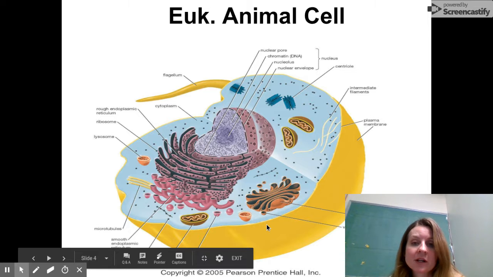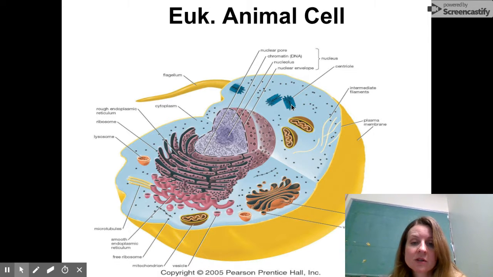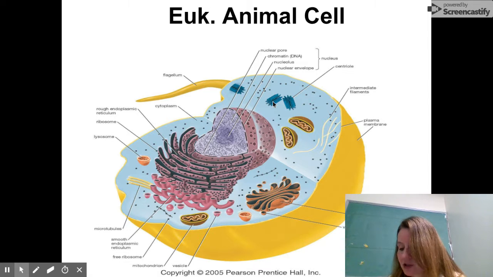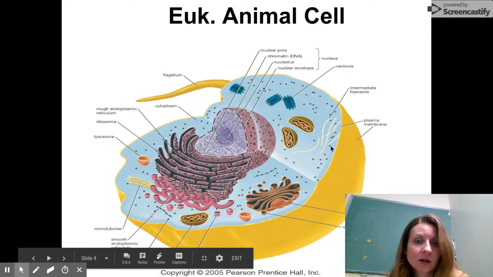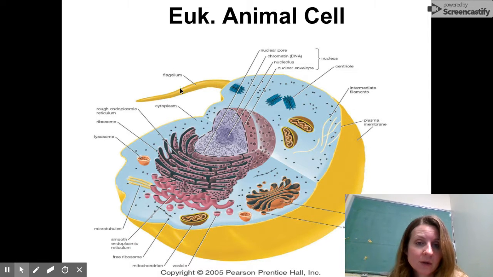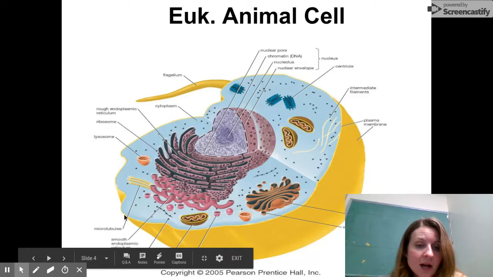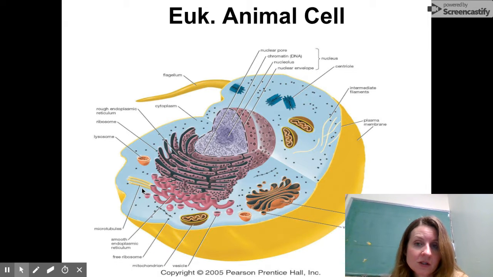Okay, some of the other organelles we see here are centrioles. The centrioles have a major role to play in cell division. We still have cytoplasm. We still have a cell membrane going around this cell. Right? We could have a flagellum. Right? Not necessarily. Most the cells inside our body do not have a flagellum. Right? We could have microtubules. All right, so this is part of the structure to the cell.